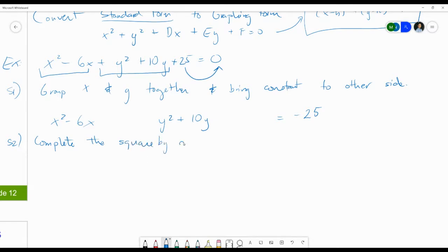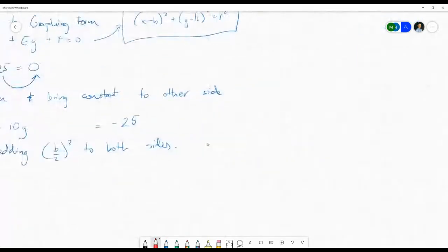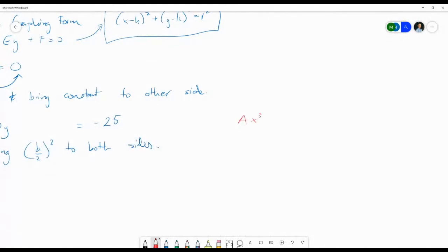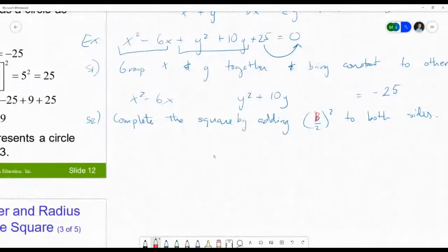By adding b over 2 squared to both sides. Okay, so what is b? A quadratic is ax squared plus bx plus c equals 0. So this is a quadratic equation. The b I'm talking about is here. Okay, let's use the same capital letters. There's 2 of them, one for the x, one for the y, and we're going to do that for both of them.